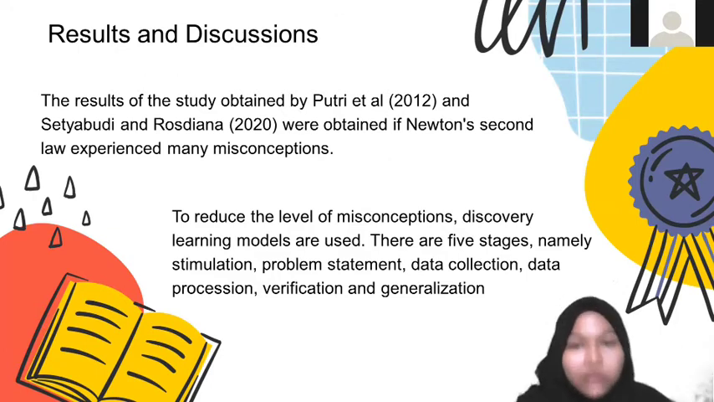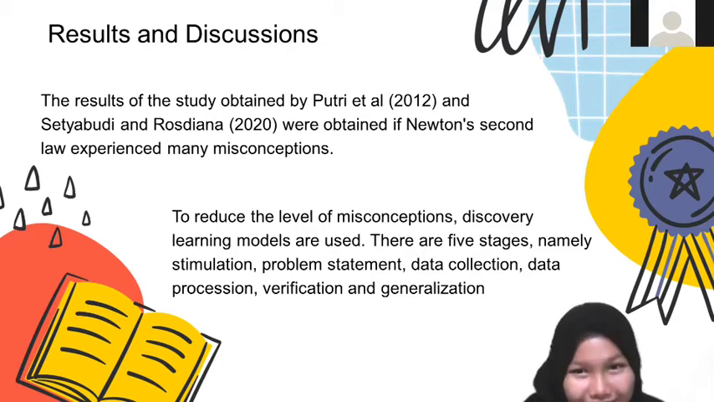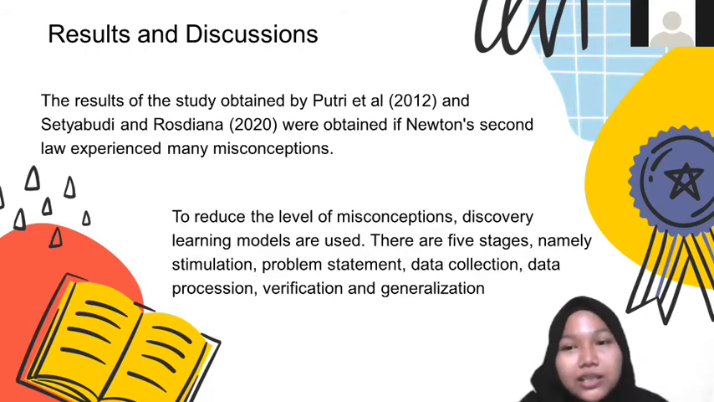There are 5 stages, namely stimulation, problem statement, data collection, data processing, verification, and generalization. The first stimulation. In this stage, students observe the stimulation given by the teacher. The second is problem statement, where the students are asked to make hypotheses from the stimulation provided by the teacher.